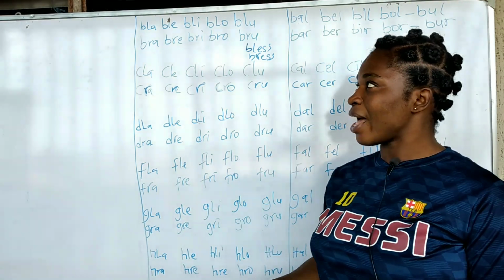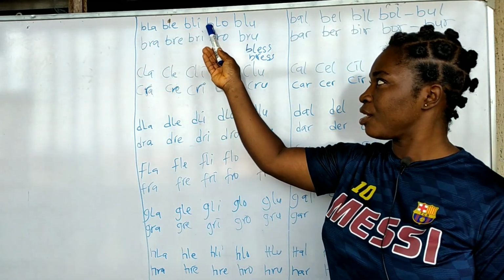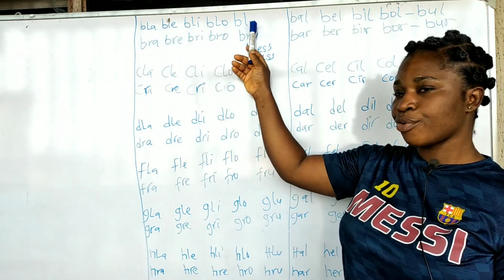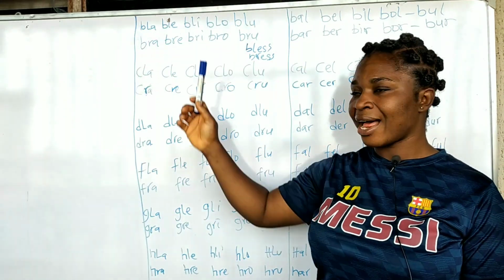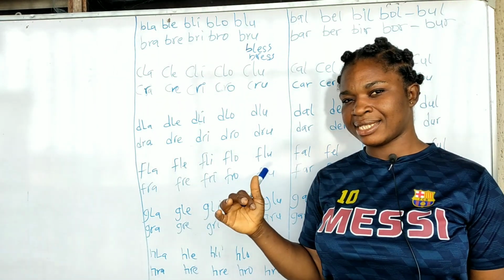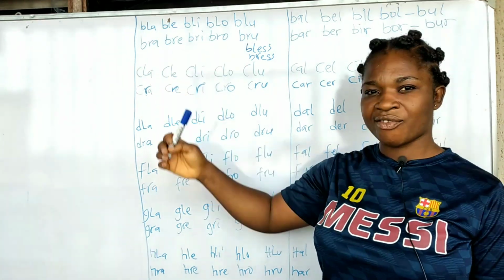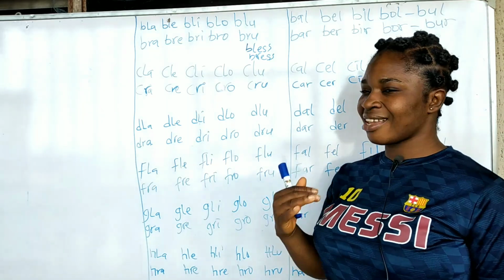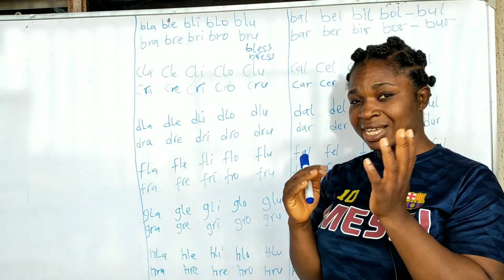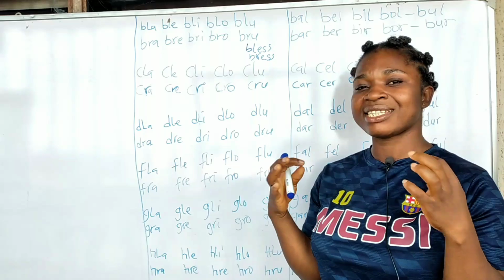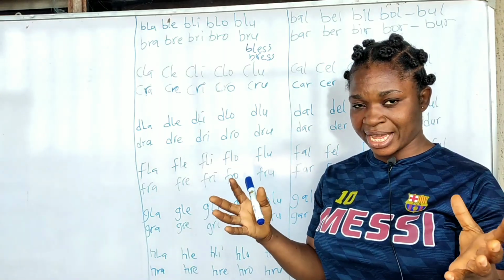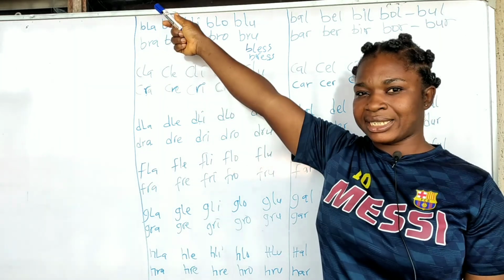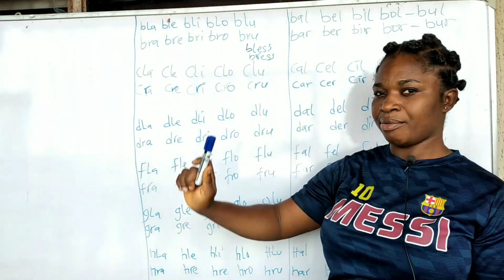So I have blah, ble, blee, blow, blue, bra, bre, bree, bro, brew. We have blah for black, blanket, and we have bra for braid, brand. Do you understand? So you can see how the two words are pronounced. They sound similar, but they are not the same words. The words in them are different. You can see black, brand, braid, bread.